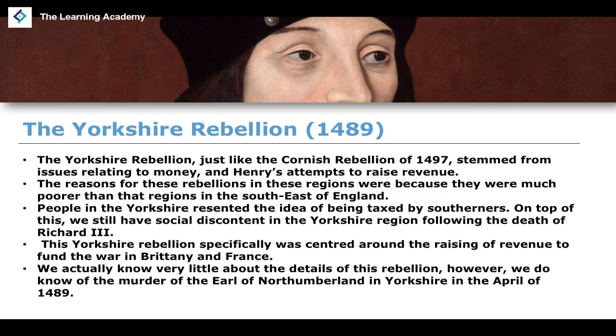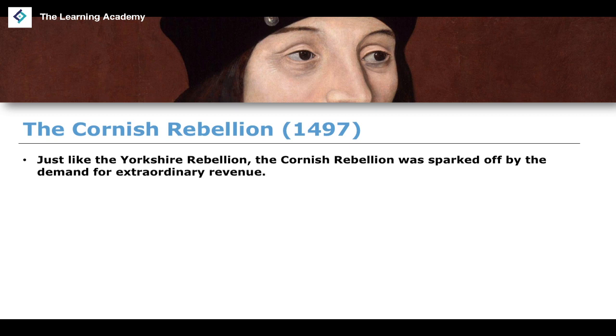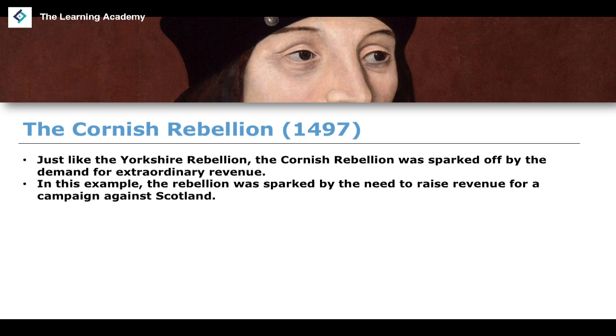The rebellion that we know a lot more about, though, is the Cornish Rebellion of 1497. Again, it was sparked by the demand for extraordinary revenue, for monetary reasons. And in this example, the rebellion was sparked specifically by the raising of revenue for a campaign against Scotland. So we can see, again, foreign policy decisions having a negative impact on English society and the way in which Henry was administrating law and order across the realm.